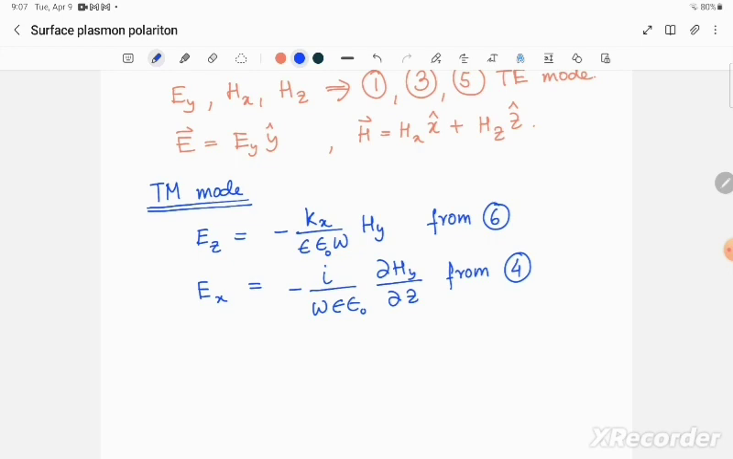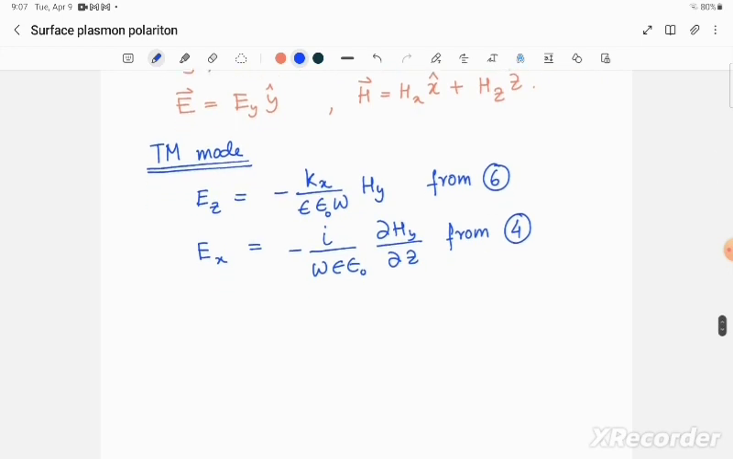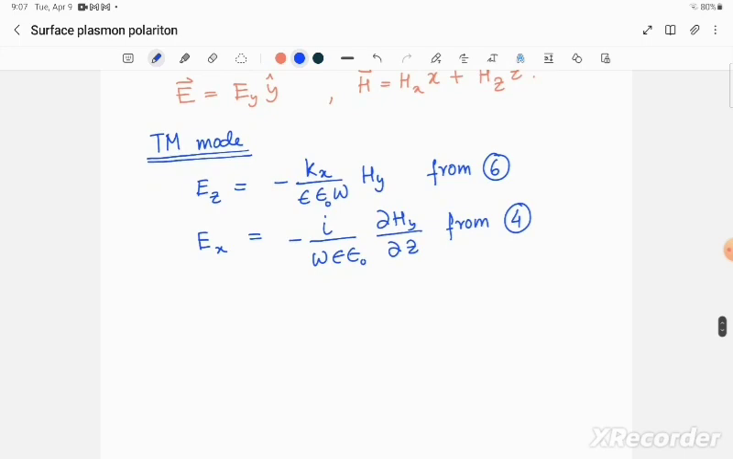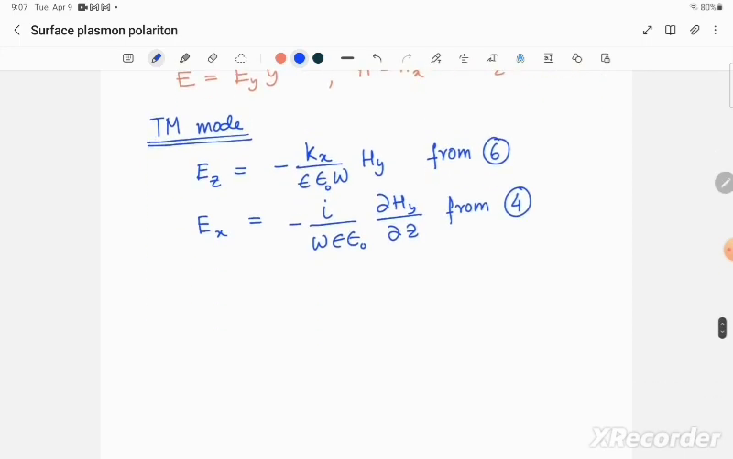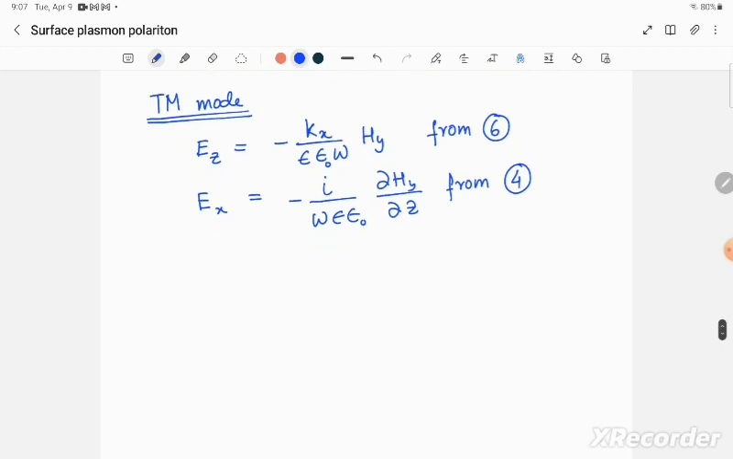Now in this case, as we know, Hy is only y, so the whole magnetic field is along the y direction. Here H is along the y cap only, so we can actually express the H field in a way that we want to express. Okay, so of course we have to express it in the two different regions. Let me get back to the board.